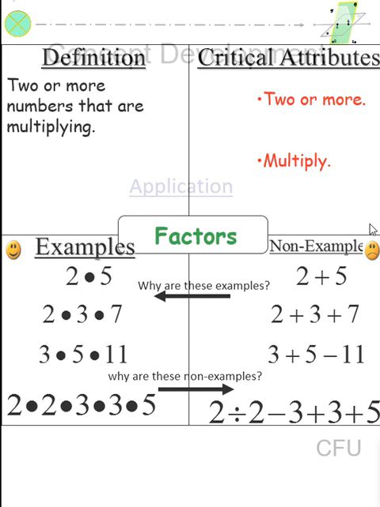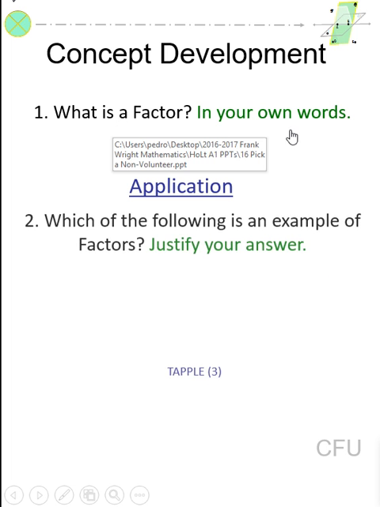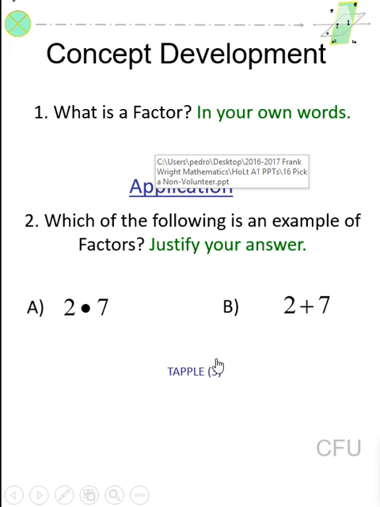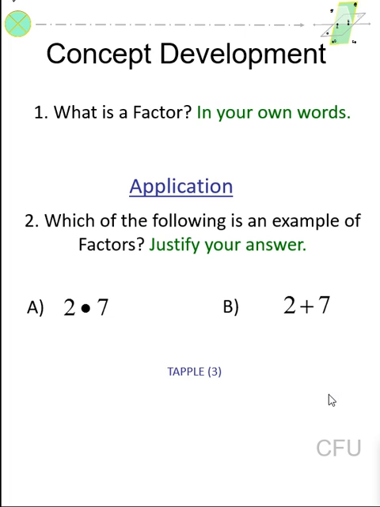Okay. All right. So check this out. Let's see if you know what factors are. Look up to the screen. It says, what is a factor in your own words? Which of the following is an example of factors? Turn to your neighbor, let them know which one of these, either A or B, are factors. And in your own words, tell them what a factor is. Go. Which of these pairs are factors? A. Why are they factors? Because they're 2 or more and they're multiplying. So in your own words, what is a factor?